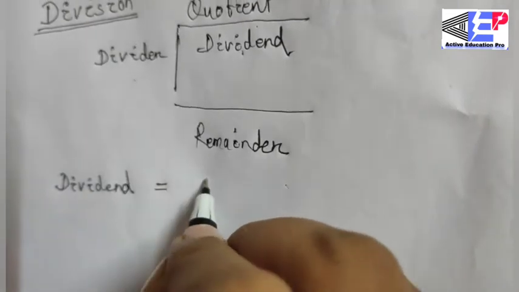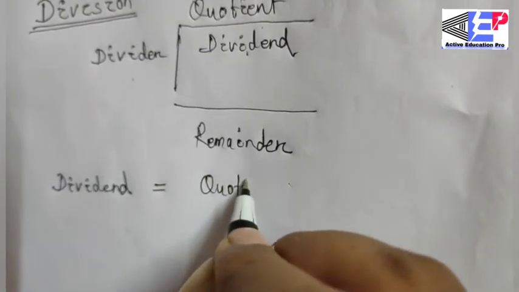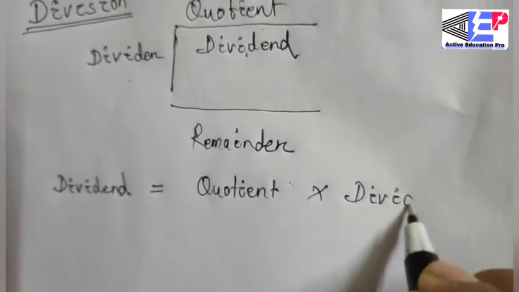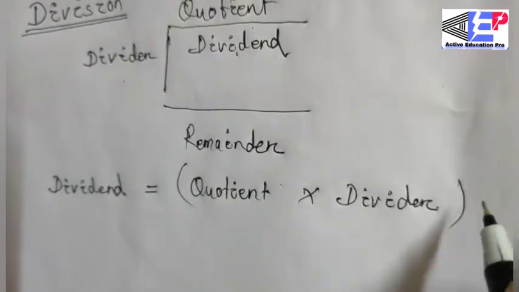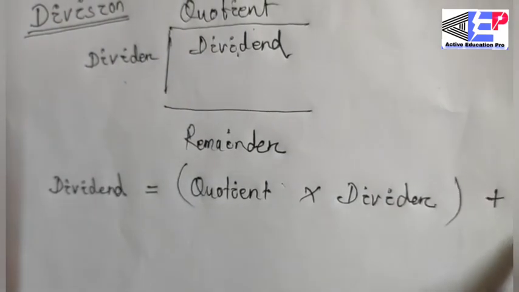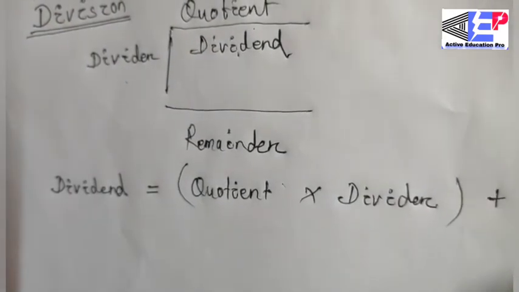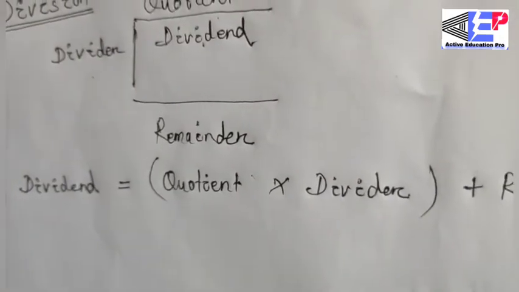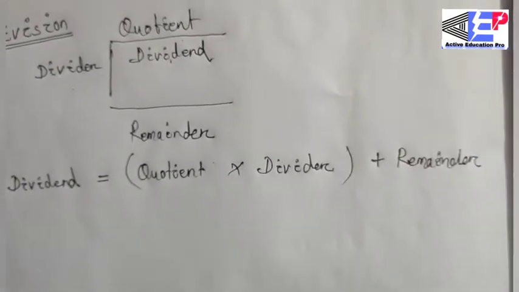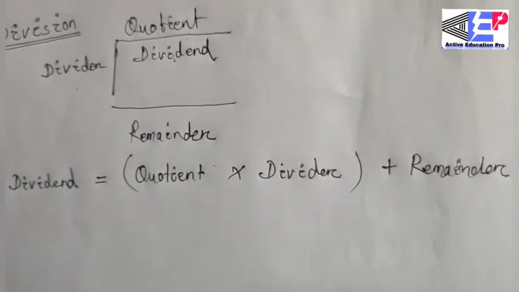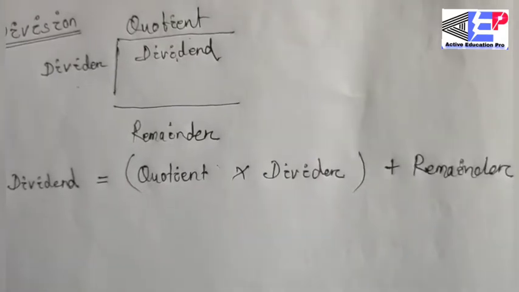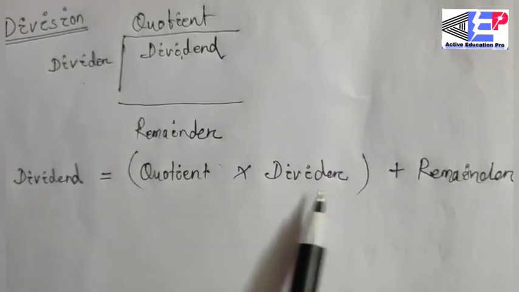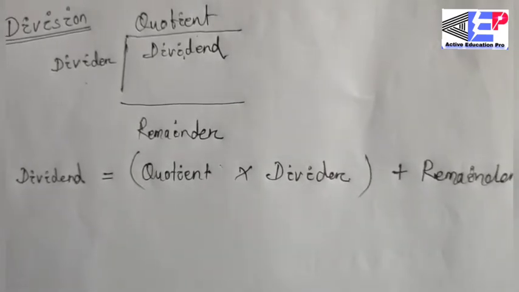is equal to quotient into divider plus remainder. Quotient into divider plus remainder. Basic rule of division is dividend is equal to quotient into divider plus remainder. You know it very well.